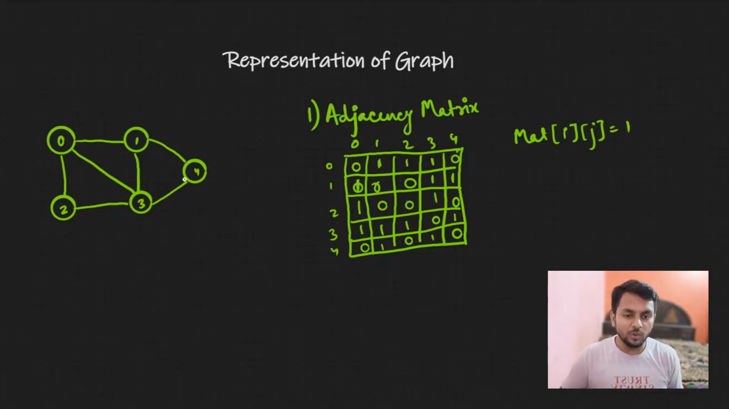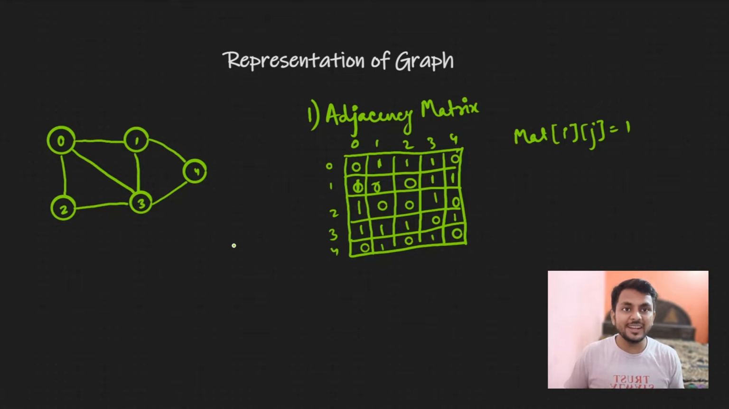There is one more thing to notice. If you see, for the undirected graph, our matrix will be symmetric. Along the diagonal, this is the same reflection. Here is 1, here is 1, here is 1, this is 1. So this is a reflection. I hope you understand how to represent the adjacency matrix of a graph.